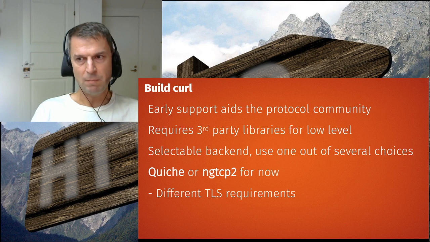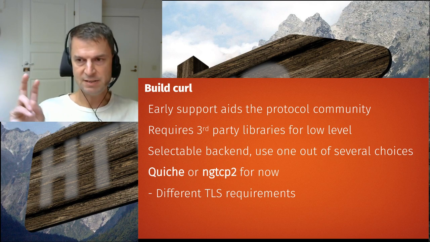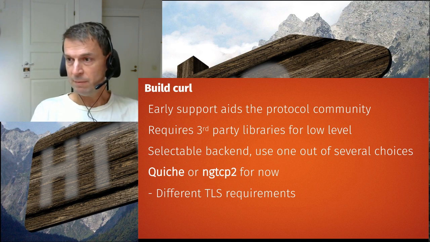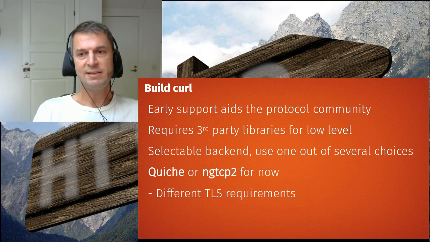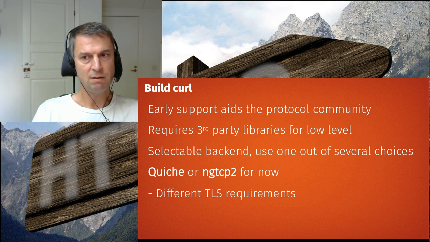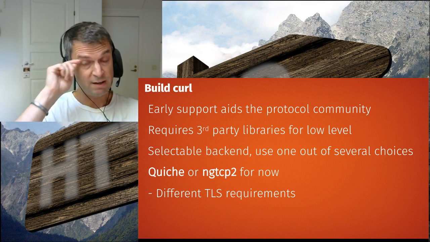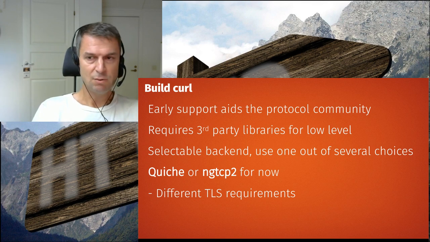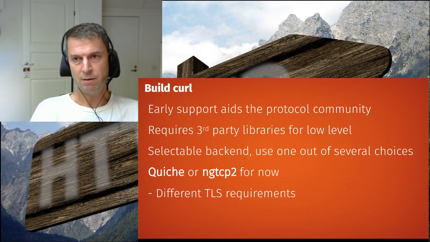Going back to TLS, I mentioned the funny TLS situation. This is also another reason to actually support more than one backend, right? Because these libraries have different TLS requirements. The TLS API situation I mentioned: in the quiche case they use BoringSSL, and in the ngtcp2 case they're using a patched OpenSSL version. So depending on your flavor and religion, you may go with one of these depending on that sort of dependency.